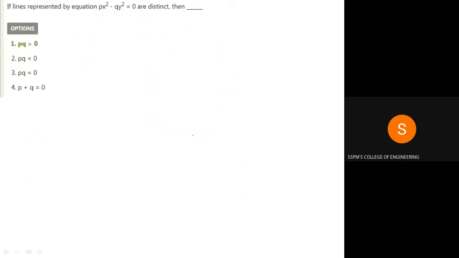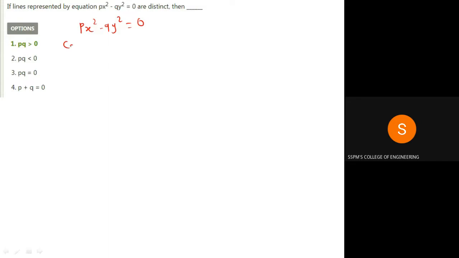Next example. If lines represented by equation px square minus qy square is equal to 0 are distinct, then, so given that the lines are distinct, that means they intersect in only one point, distinct lines. So what is given here? px square minus qy square is equal to 0.